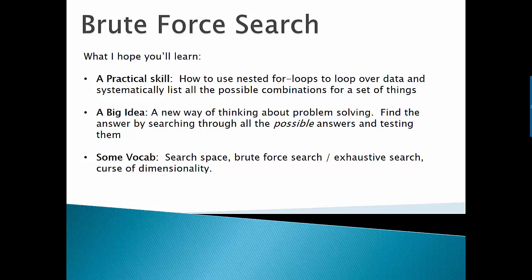Okay, so part two of brute force search. Last time we looked a little bit about how to use for loops to loop over existing data and systematically list all the possible combinations for sets of things. And this time we're going to talk about how you can think about any problem at all as a problem of search. Namely, searching through all possible answers to your problem and testing each one until you find it.